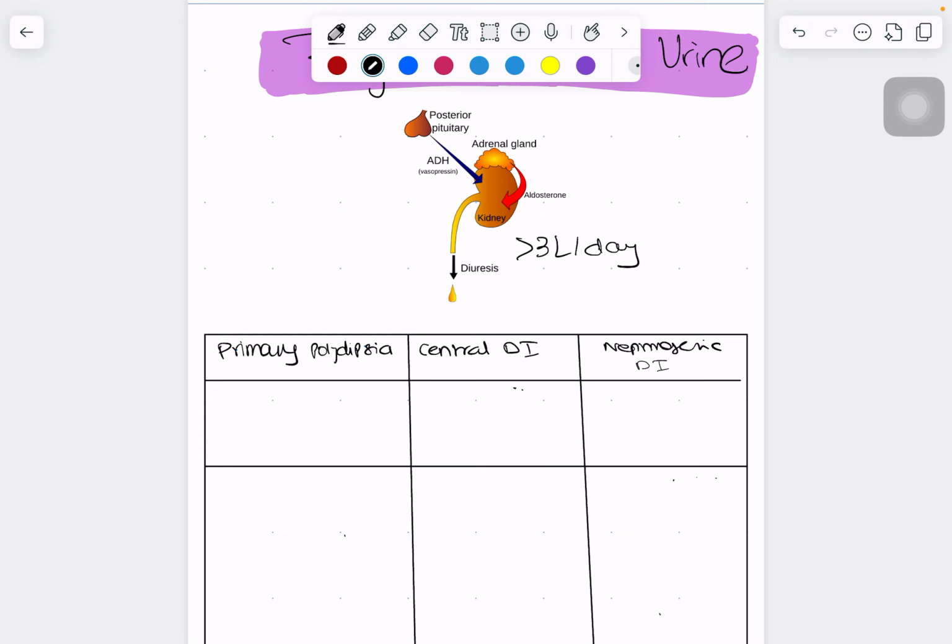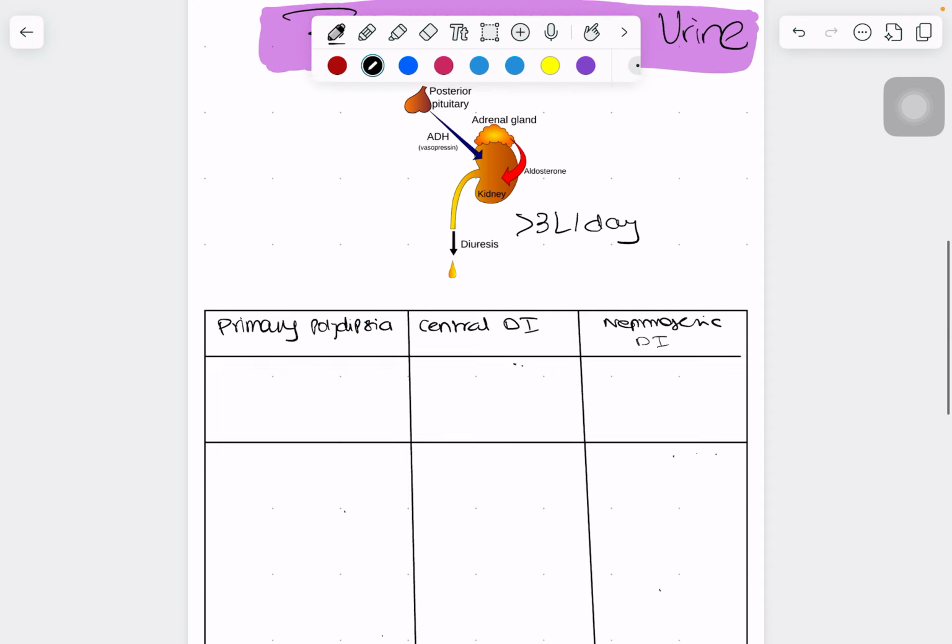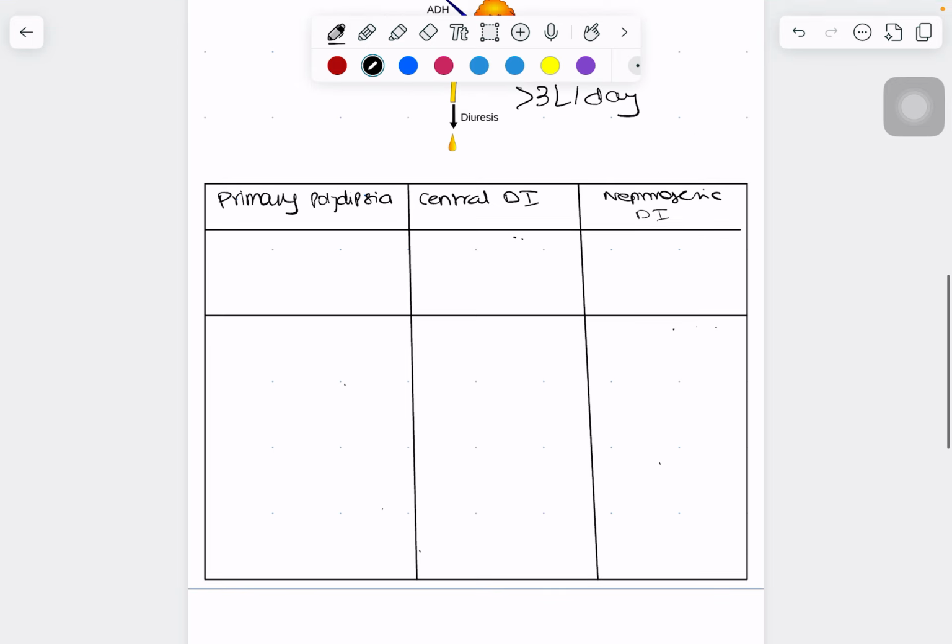So today we're going to be discussing three main pathologies associated with polyuria and dilute urine, and these are primary polydipsia, central diabetes insipidus, and nephrogenic diabetes insipidus. So let's get right into it. In primary polydipsia, we don't have any issue with our ADH mechanism, so it's not an ADH problem. It's simply that the patient is drinking excessive amounts of water.